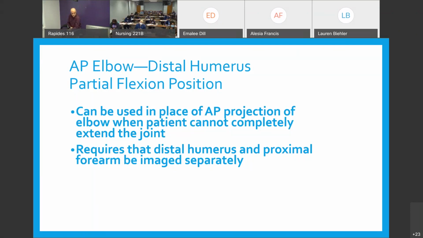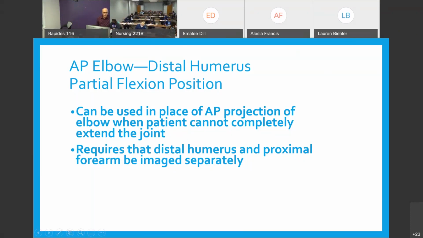The arm is going to be kept in the 90 degrees. It's going to be like this, and this is going to be for the proximal forearm. Then it's going to be like this for the distal humerus. And those put together gives you an AP elbow. Okay, and this is on page 200, 201.